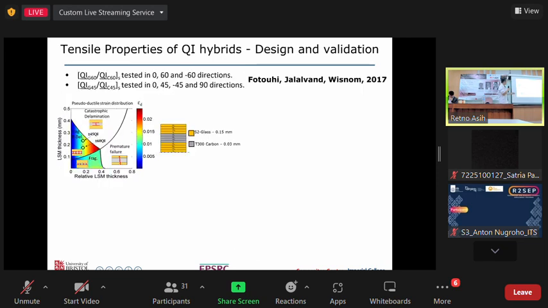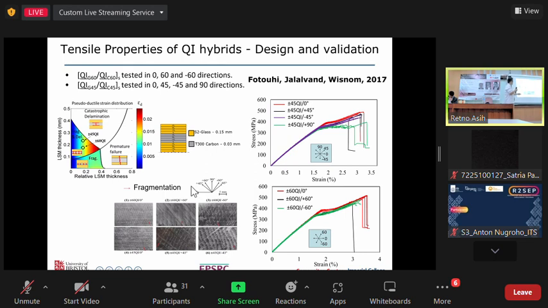Okay, then next slide. Before it was UD, now it's QI, quasi-isotropic hybrid. In UD the fiber is only running in one direction, but for quasi-isotropic you have fibers in other directions, for example in 0, 60, minus 60, or 45, minus 45, and 90. They also successfully developed a damage mode map for this QI hybrid composite, to have more dispersed fragmentation and delamination. So next, please.